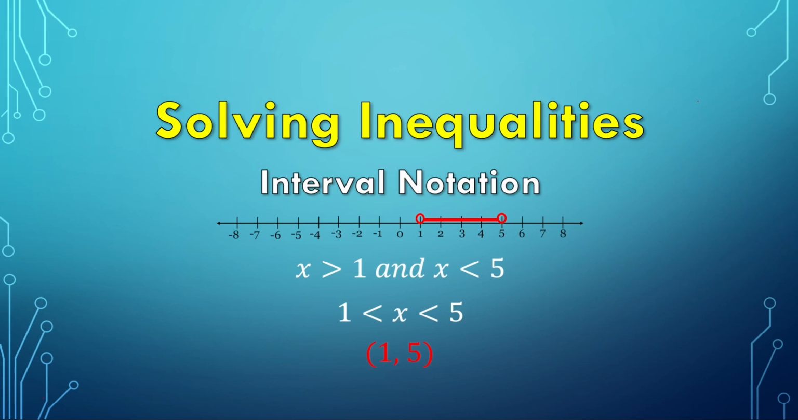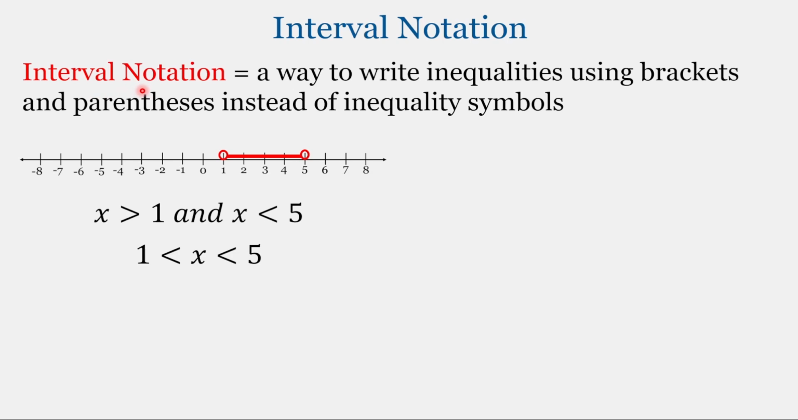Today we will continue to discuss inequalities and compound inequalities, but we will look at a new way, possibly a simpler way, of writing these inequalities. So let's get started. Interval notation is a way to write inequalities using brackets. So these are brackets. We can have an open bracket and then a closing bracket. We can also use parentheses. We have an open parenthesis and a closed parenthesis. And we use these brackets and parentheses instead of the inequality symbols.